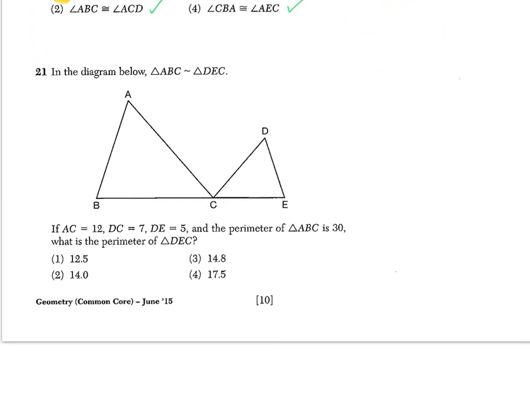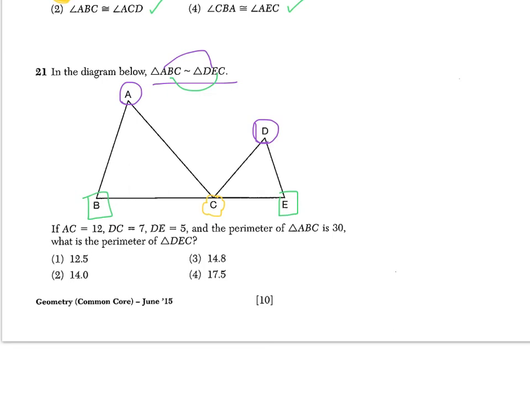Number 21 says if in the diagram below triangle ABC is similar to triangle DEC. Whenever we see a similarity statement like this, we should mark up our picture with circles, squares, and clouds. A maps on to D, so I'm going to put a circle around both. B maps on to E, so put a square around both. And C, of course, maps onto itself.